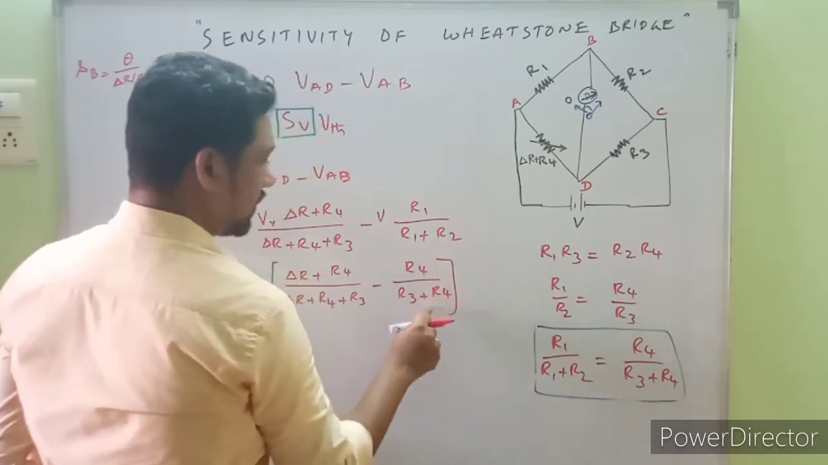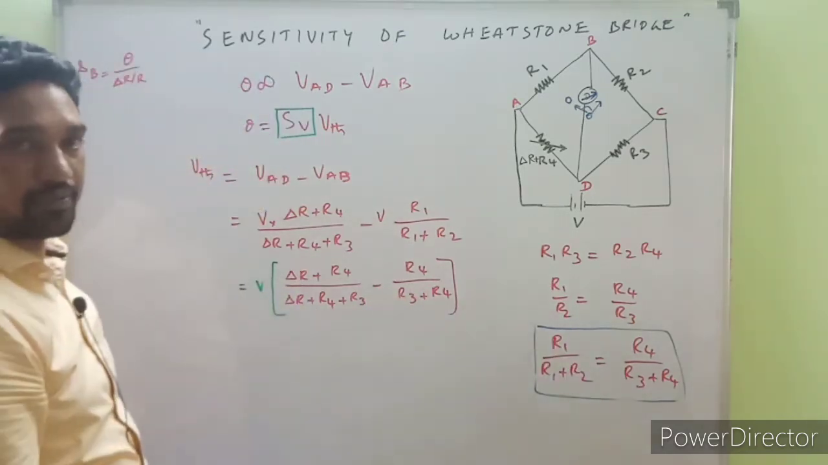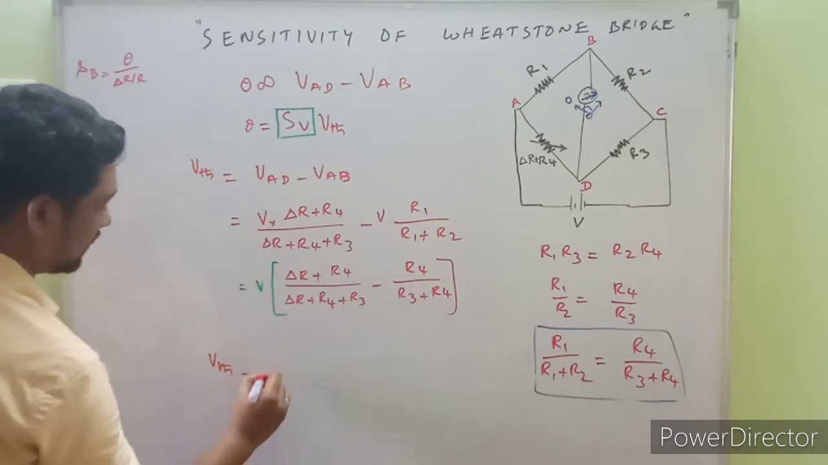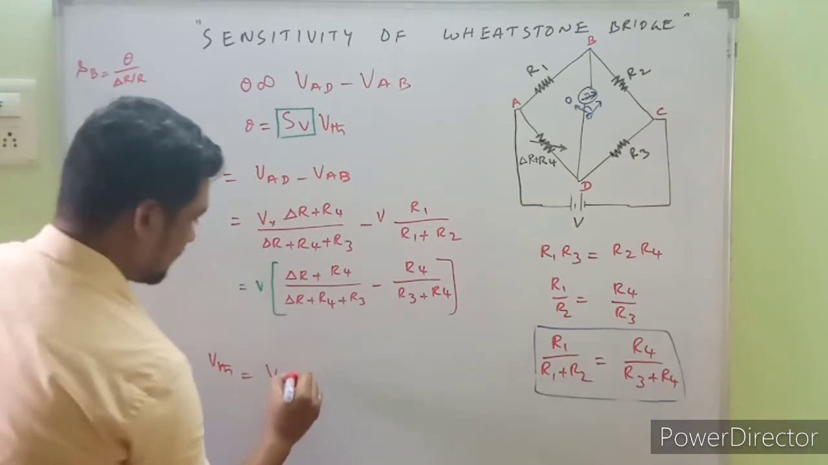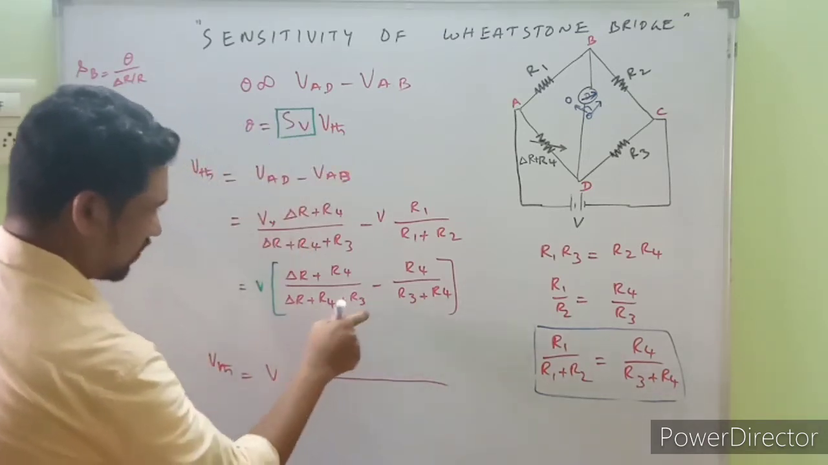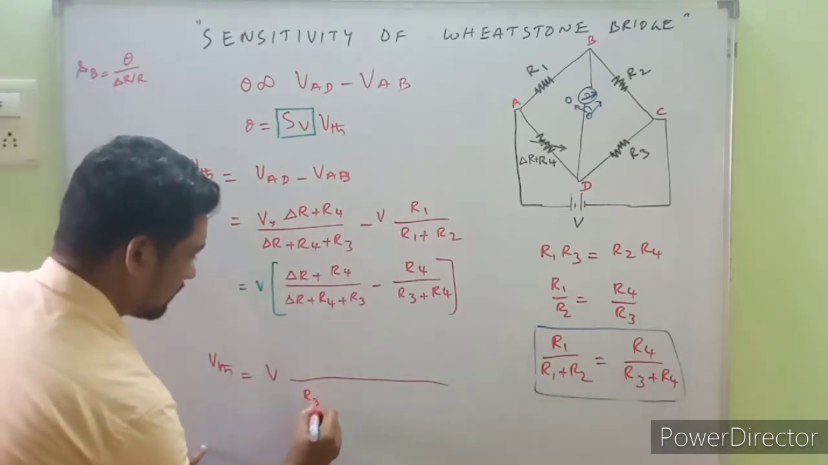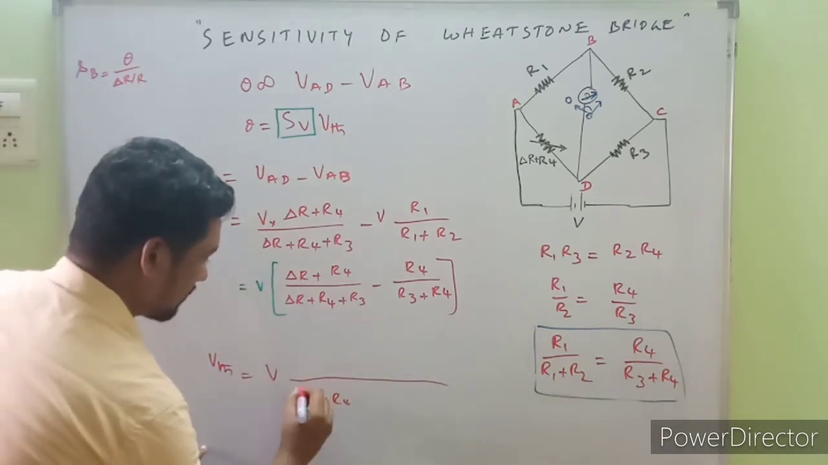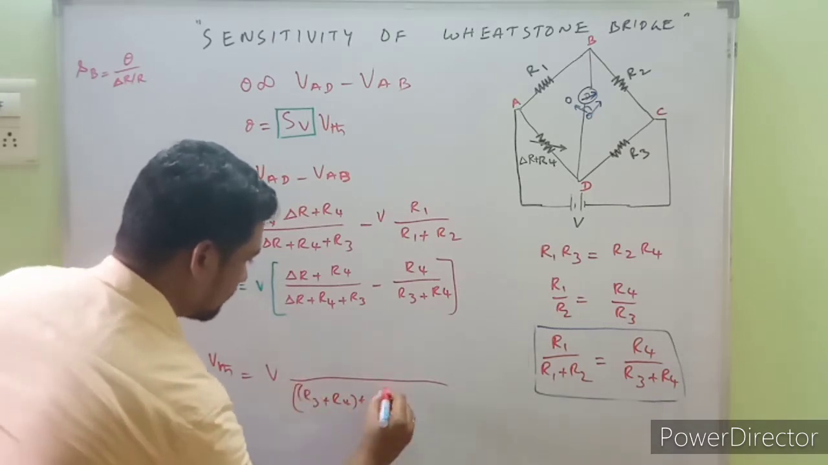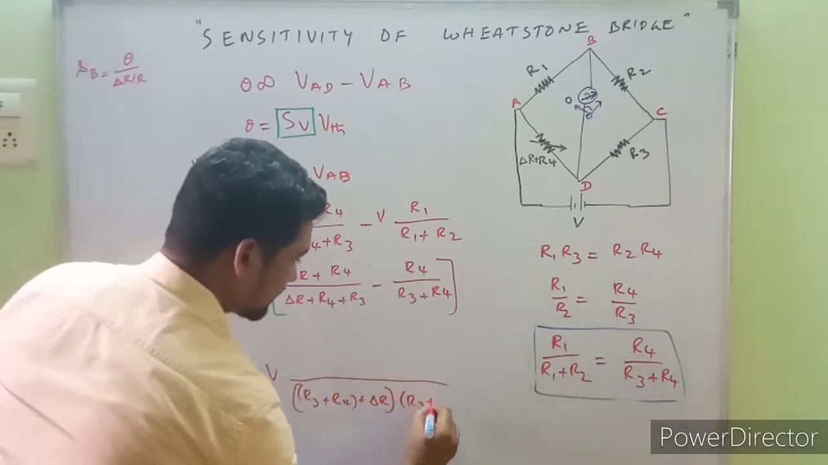We already have that one here, and R1 will be substituted with that one, right? Going ahead, VTH will be V, the supply voltage, as it is. Simplifying the entire equation, a small rearrangement here: R3 plus R4, close the bracket, plus del R, and we need to multiply this into R3 plus R4.